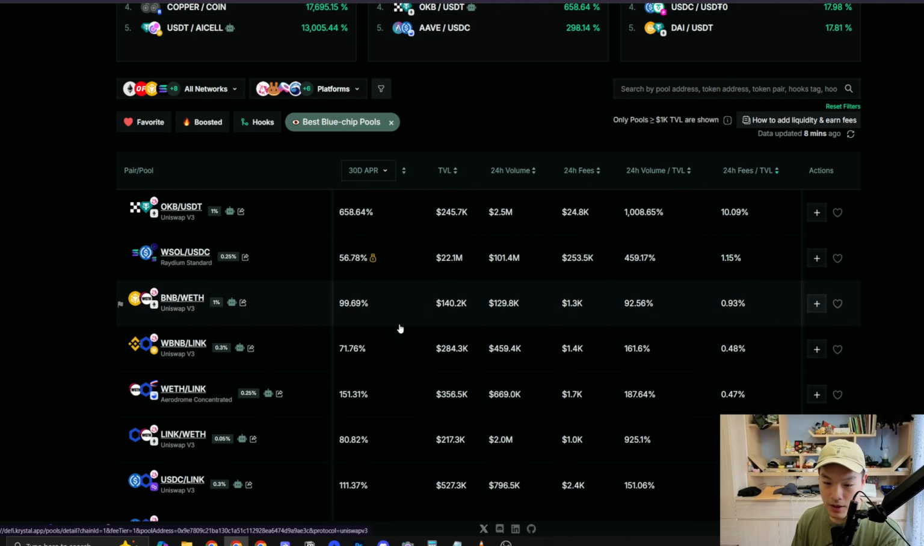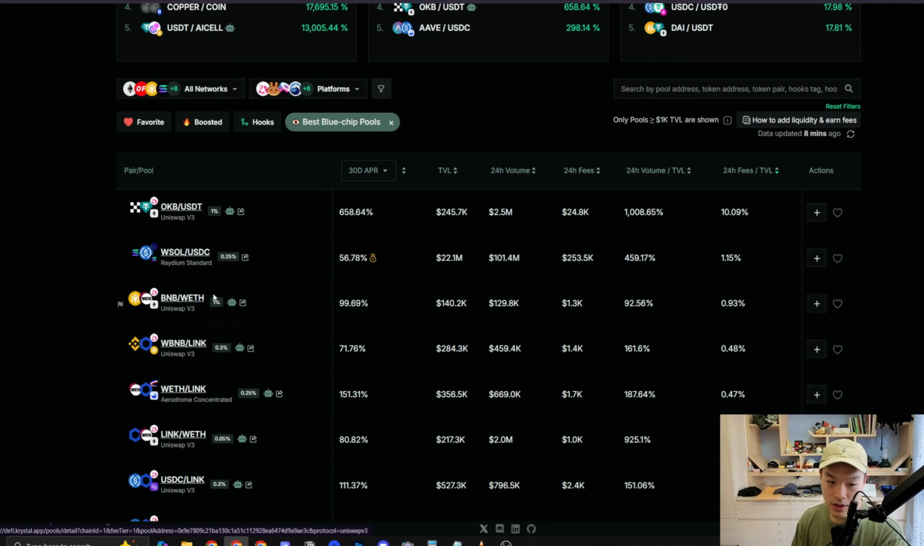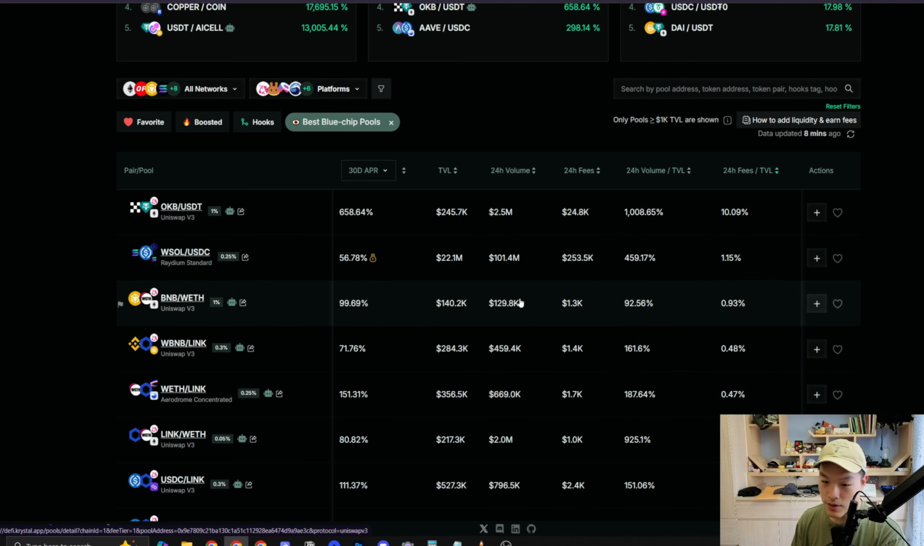There's BNB and ETH, which has been doing pretty well recently. This is a 1% fee tier, seeing the volume really close to the total value locked.